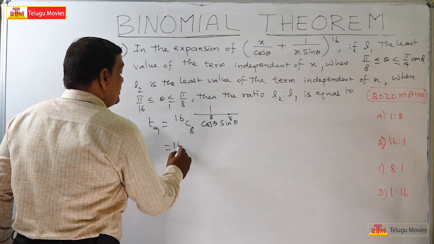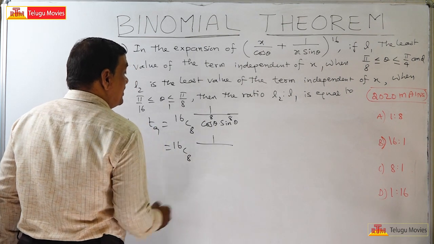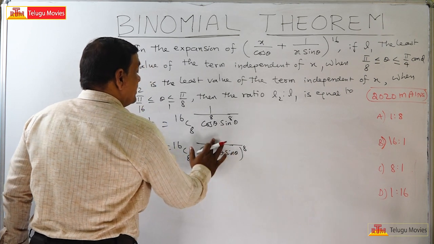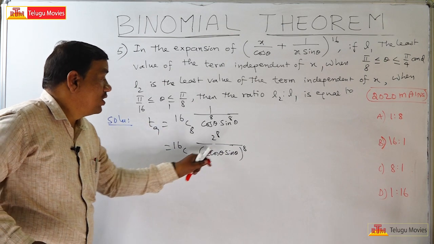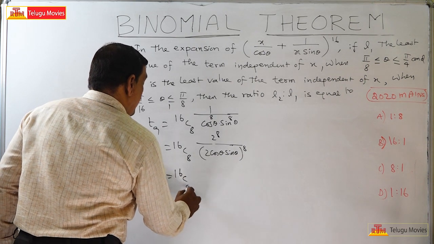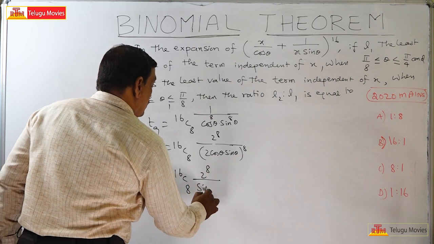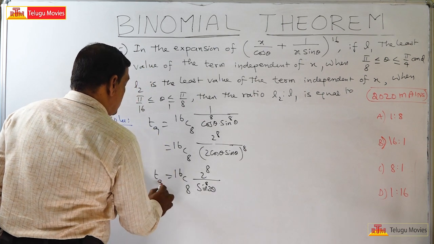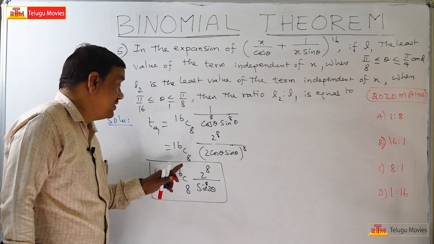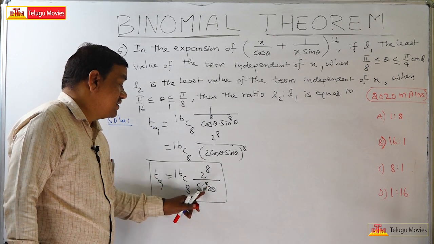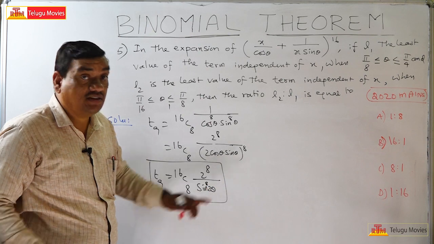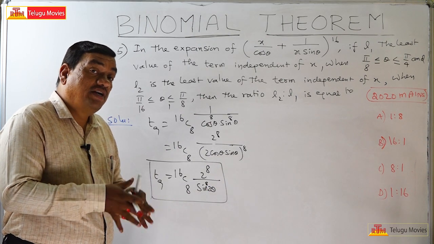So see here, 16C8 by, this I can write as 2 cos theta sin theta whole power 8, but here I have to write 2 power 8 as well. Why? Because here 2 power 8, 2 power 8 will get cancelled. So this is equal to 16C8 2 power 8 by sin 2 theta whole power 8. So this is the ninth term, the independent term. What is the independent term? 16C8 2 power 8 by sin to the power 8 of 2 theta. I made it into a single theta, where cos theta, sin theta, two thetas were there.